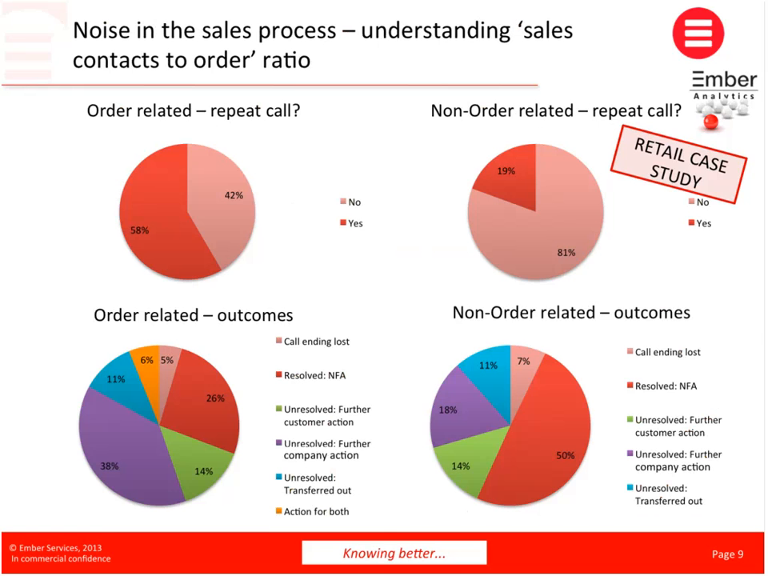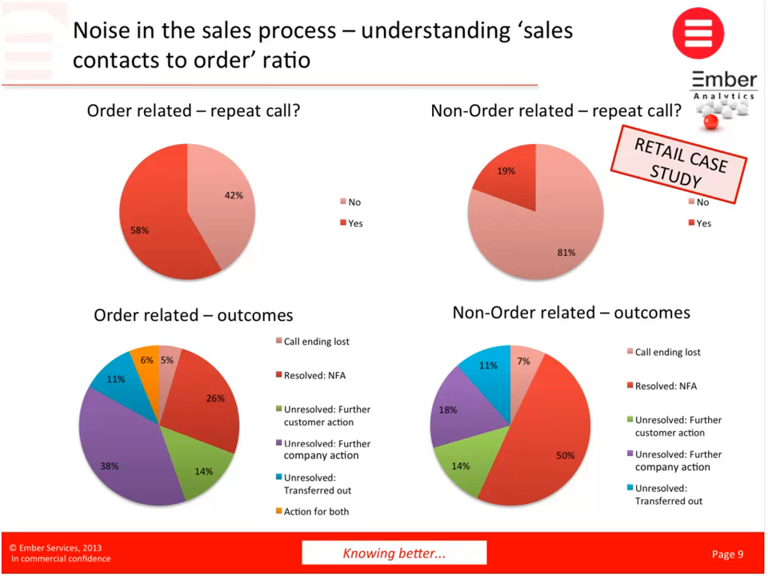And the final slide, then, just on that contact to order ratio. Again, showing some data from this retail case study, what we're looking at here was, first of all, when we have a call that's discussing the orders, which is the two charts on the left, how many of those calls are repeats? And we can see here that a large proportion, over 50%, are repeats, compared to calls which are not about orders. There was only 19%.